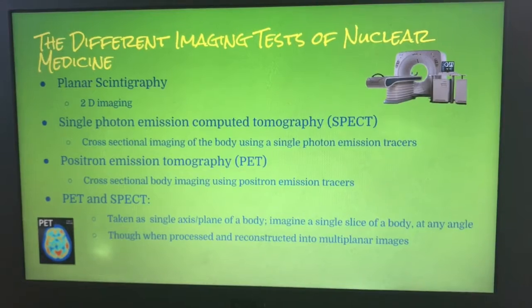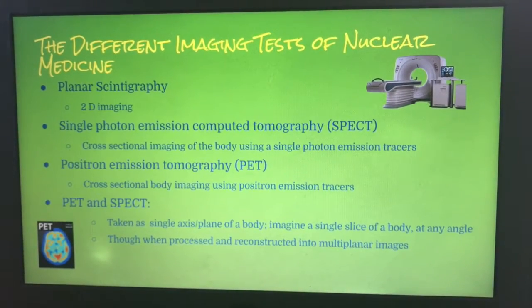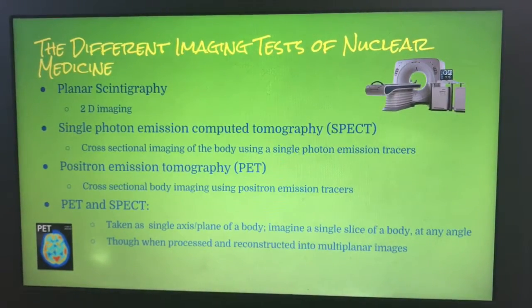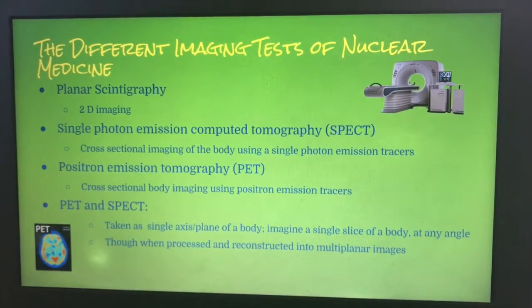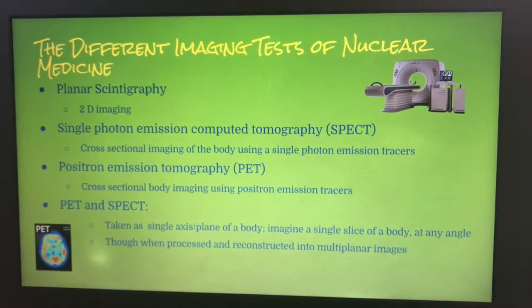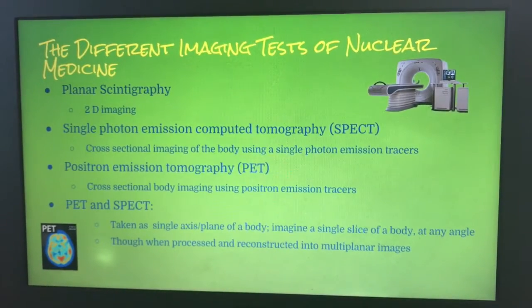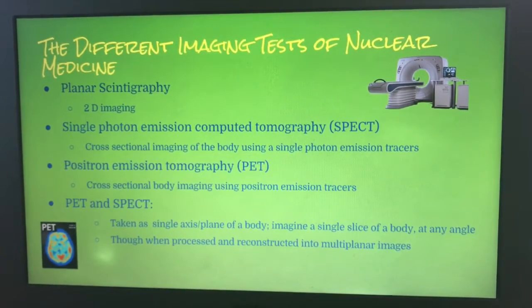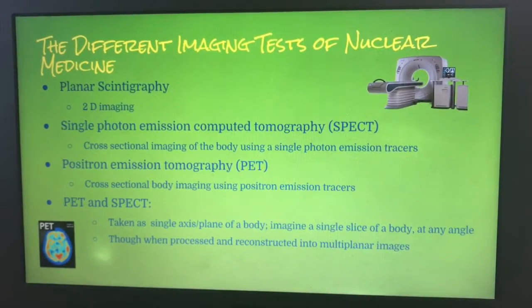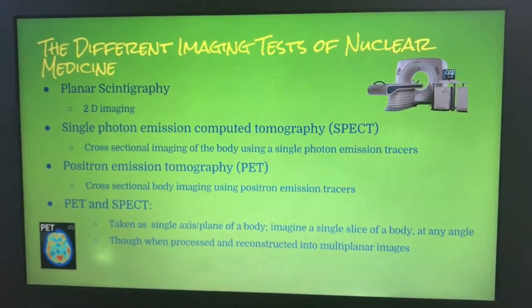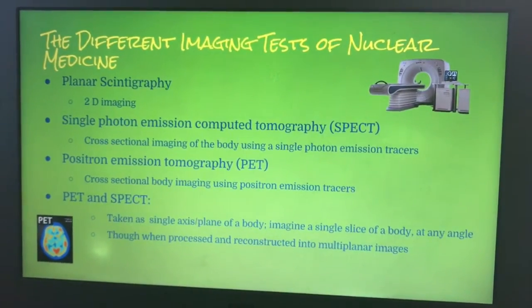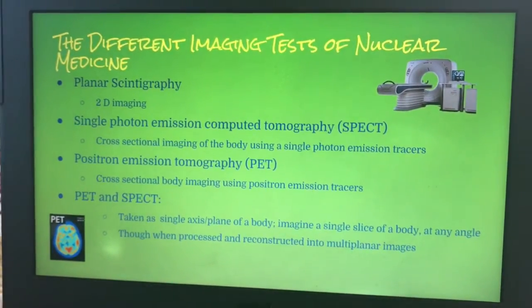Another thing to note about PET and SPECT is that they are initially taken as a single axis or plane of the body. That's how the camera initially images them. One way to imagine this is a single slice of a body, like ham or bologna. Though, when they're processed and put into a computer, they're taken as a multiplanar image, producing much more complex images for doctors to read and diagnose a patient upon.